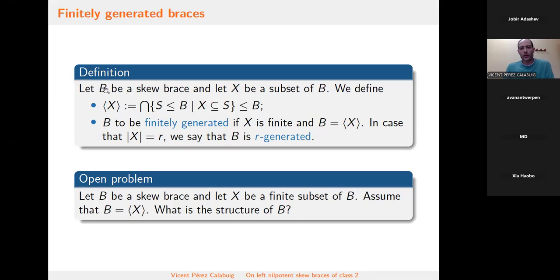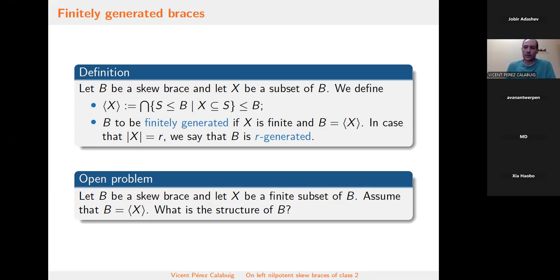If B is a skew brace and X is a subset of B, we define the subbrace generated by X as the intersection of all possible subbraces containing X. And then we can say that B is finitely generated if we can find a finite set X such that the subbrace generated by X coincides with the whole B. In this case, if X has r elements, we can say that B is r-generated.